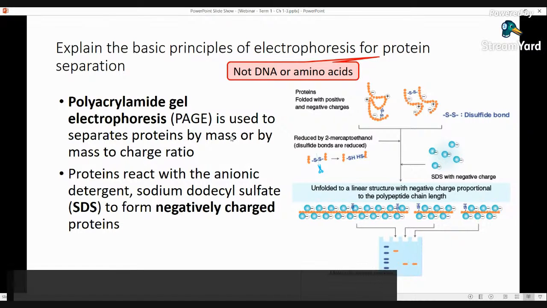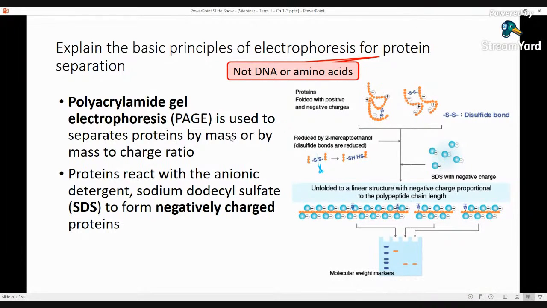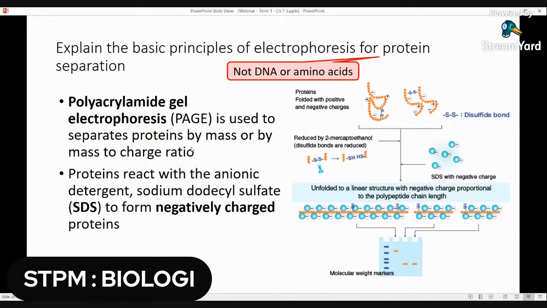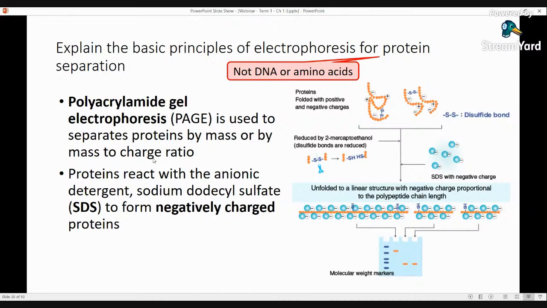Explain the basic principle of electrophoresis for protein separation. So now we talk about protein separations by using electrophoresis. The correct answer is polyacrylamide gel electrophoresis, or PAGE. It's used to separate protein by mass or by mass to charge ratio.